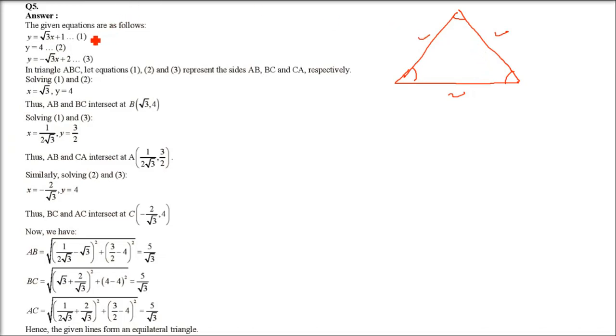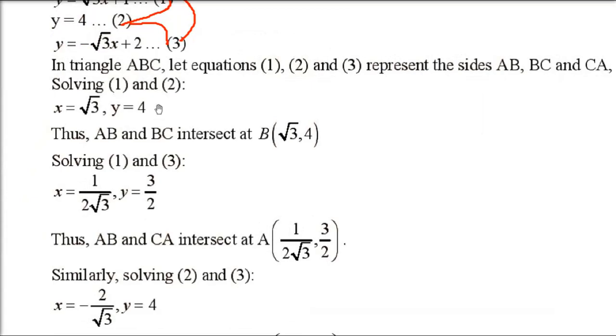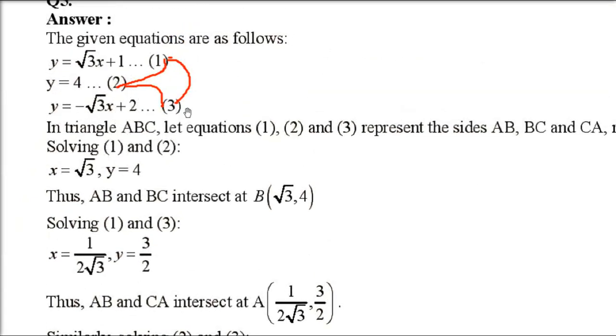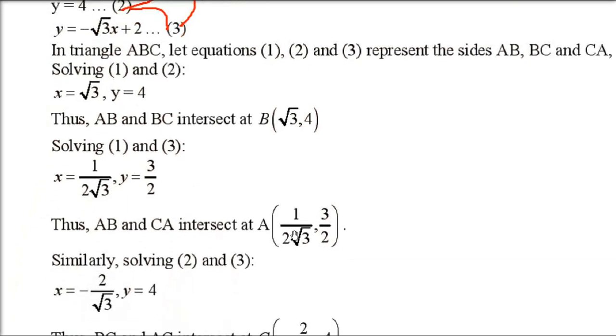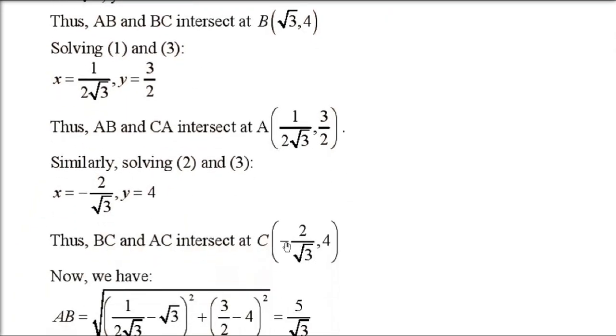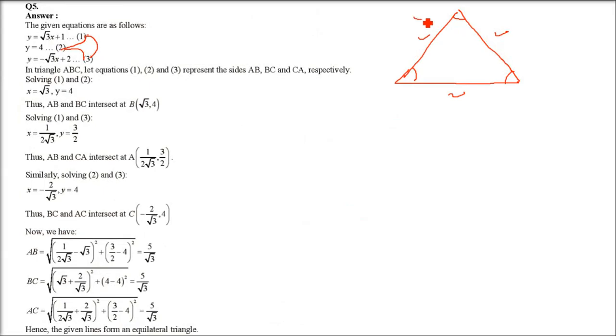We have already seen that when these three lines are there, the intersection point you can always find out using the cross multiplication method or by the direct method. When you take them pairwise and find the intersection, you'll get the points. I'm going to tell you the points now. That is (root 3, 4), (1 by root 3, 2 root 3, 3 by 2), and (minus 2 by root 3, 4). Now these points I hope you'll be able to achieve. These are the corner points.